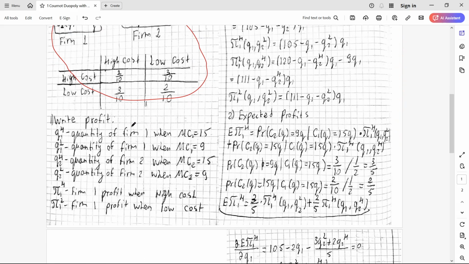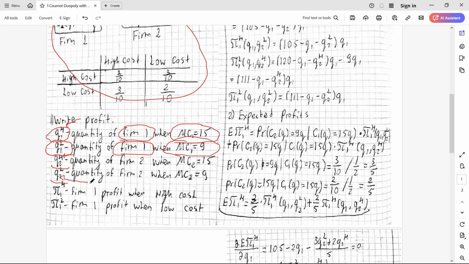Then I create notations for the solution. So I create this notation of Q1H, which is basically the quantity firm 1 produces when they're of high type or when their marginal cost is 15. Then I introduce Q1L, which is the quantity firm 1 produces when they're of low type or marginal cost is 9. I create similar notations for firm 2. So quantity firm 2 produces when they're high type, and quantity firm 2 produces when they're low type.